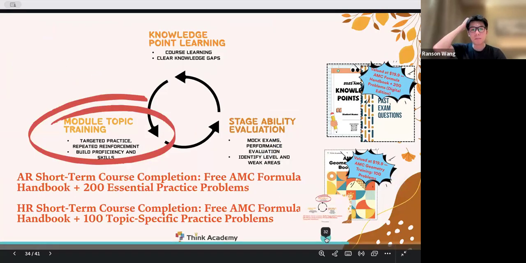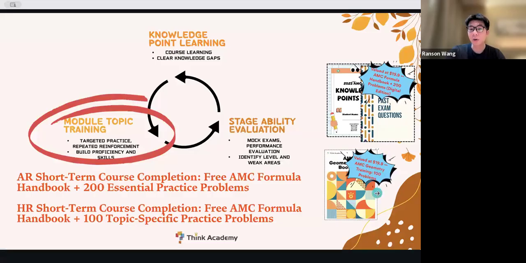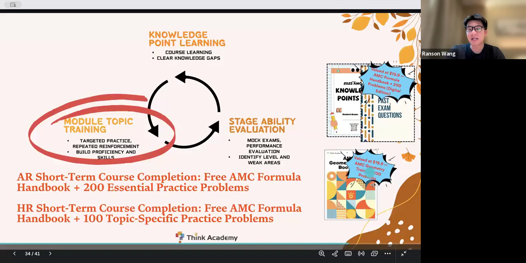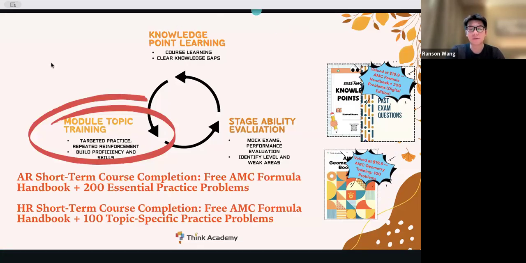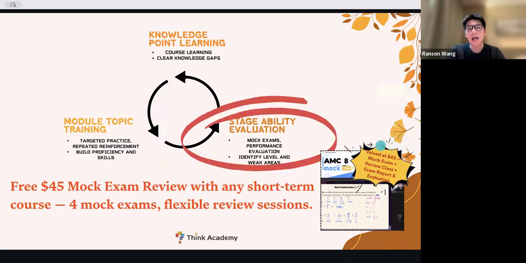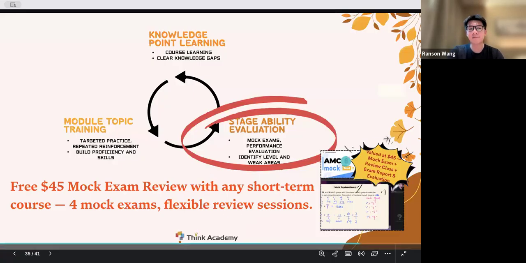For the module trainings, we also have module books valued at about $20, and we can give them to you for free. I'm going to talk about how to access those resources later. Lastly, we also have the stage evaluation or assessment, which is $45.